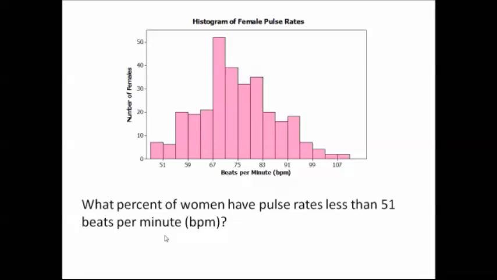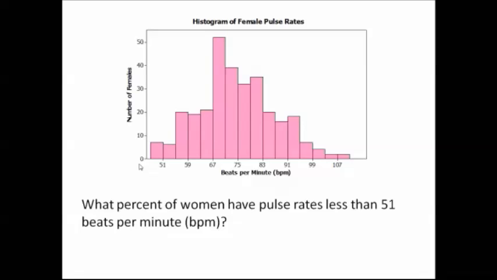Let's take a look at the histogram. If we look across the horizontal axis, we can see that 51 here is our first right-hand cut point. So if we're trying to find what percent of women have pulse rates less than 51, we have to determine how many women are in this bar that's to the left of 51. Now, the vertical axis isn't perfect. It only goes up in steps of 10, but I think we can get a good guess, or what we might call an estimate, for that height. If you said 6 or 7, we'd be in agreement.